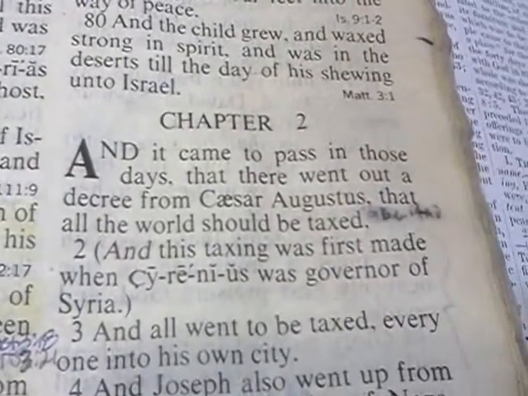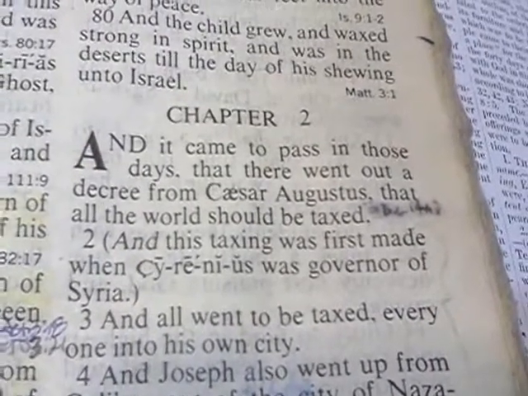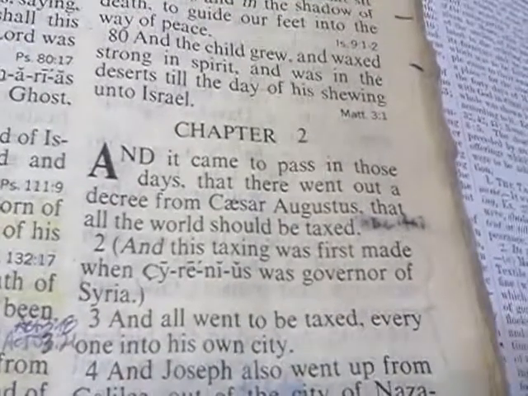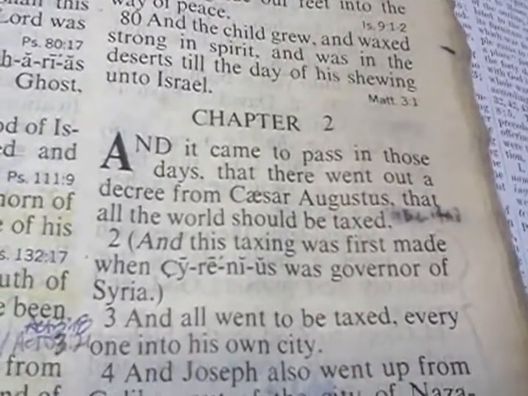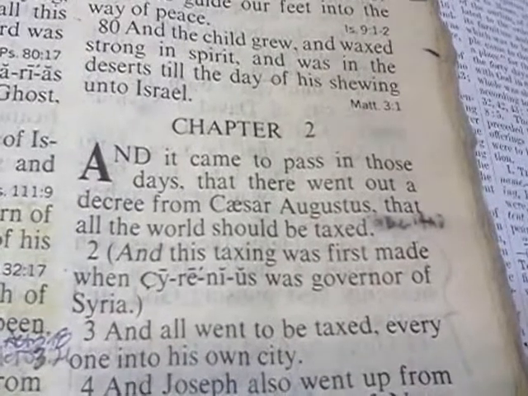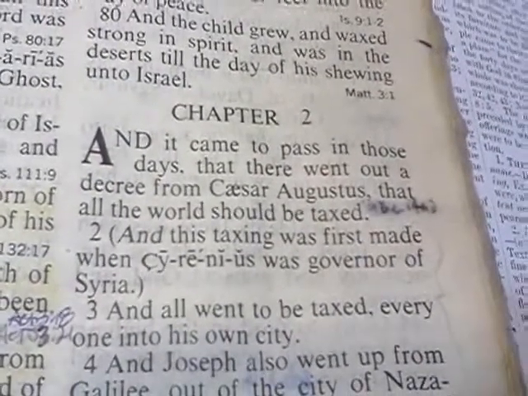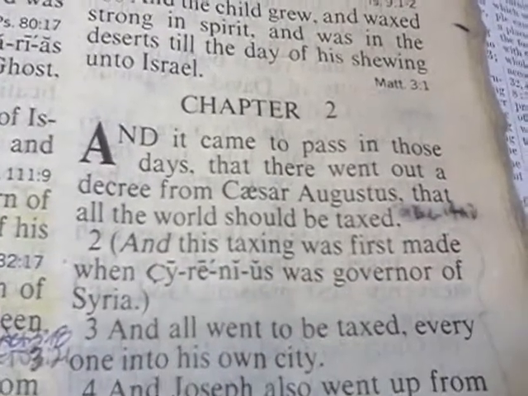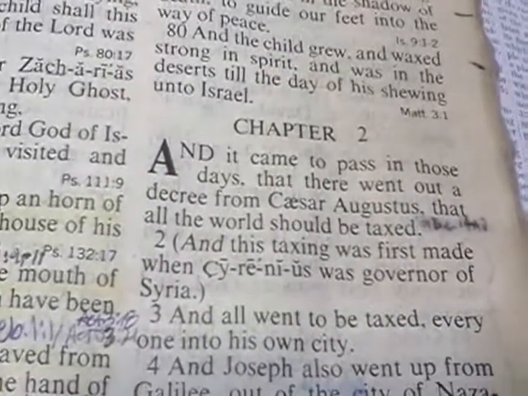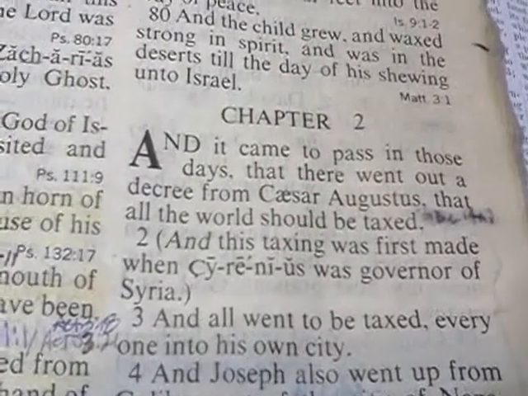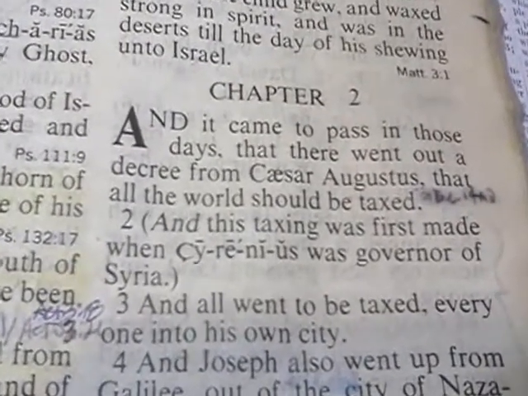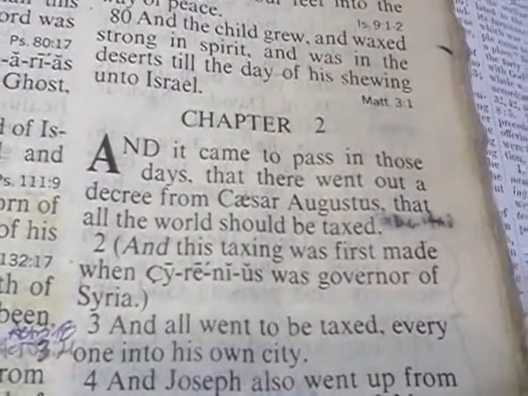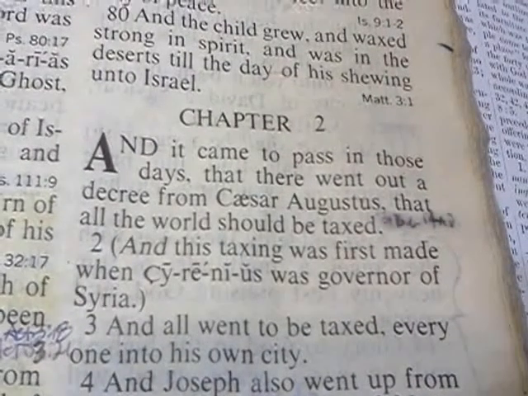And it came to pass in those days that there went out a decree from Caesar Augustus. A decree, meaning an order, meaning a law from Caesar Augustus, who was Caesar at this time during the birth of Christ. That all the world should be taxed. They were going to tax everybody. A census, a tax, a register. And this taxing was first made when Cyrenius was governor of Syria.